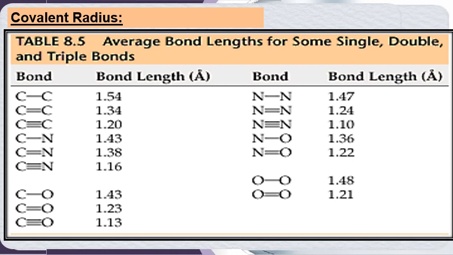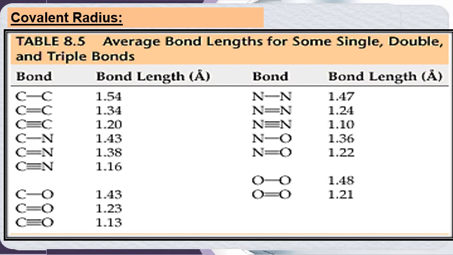length is large. But if I say carbon to carbon triple bond I have to break, so I will need greater amount of energy as the bond length is short. Right? Same is here for the other atoms.